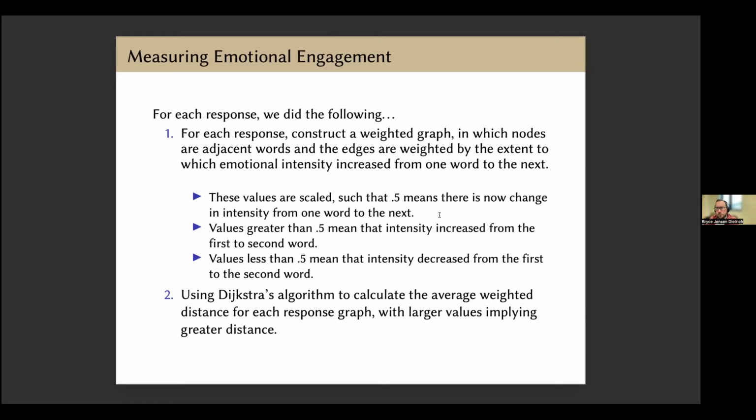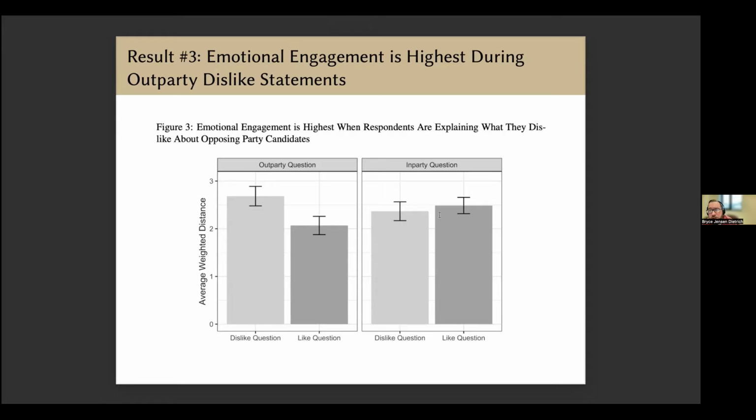Our first hypothesis is that emotional engagement is highest during out-party dislike statements, because of what we know from the affective polarization literature. And this is ultimately what we found. Looking at these bars, this is the average weighted distance across all of these types of questions. For every file in which an individual is explaining what they dislike about the opposing party candidate, on the far left, we create those response graphs for each of those responses. We calculate Dijkstra's average weighted distance, which again means higher values imply greater spread over those networks, implying greater emotional activation, because it implies a ratcheting effect during the duration of the response.